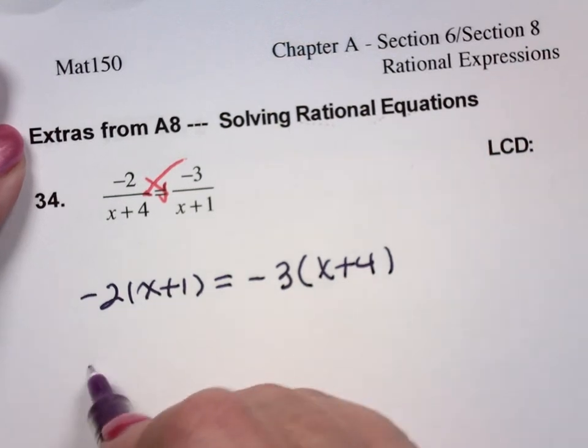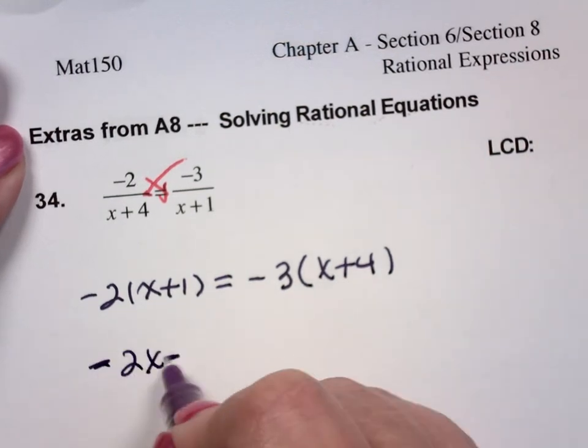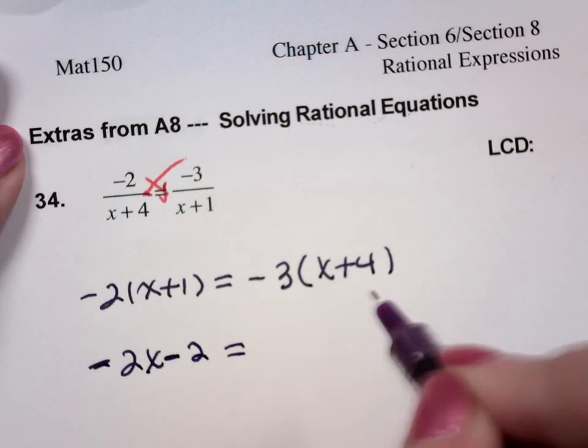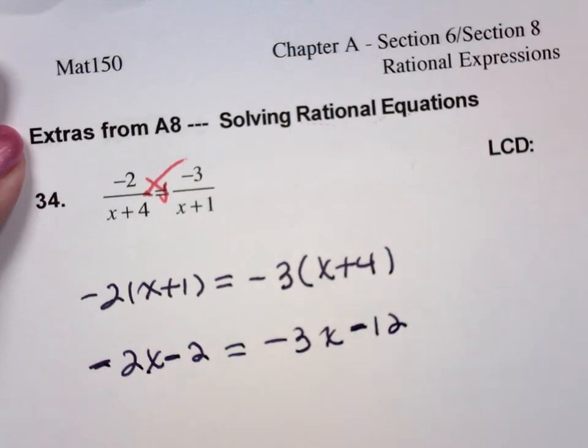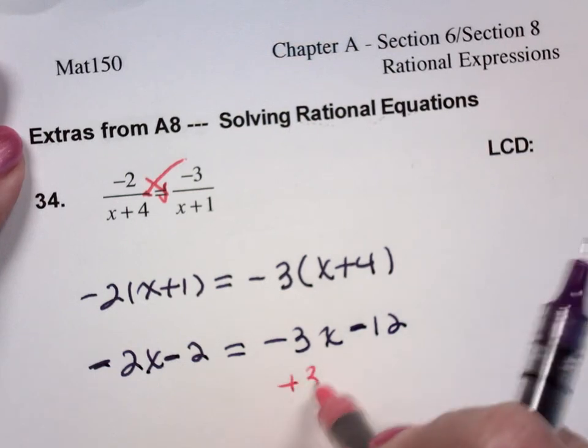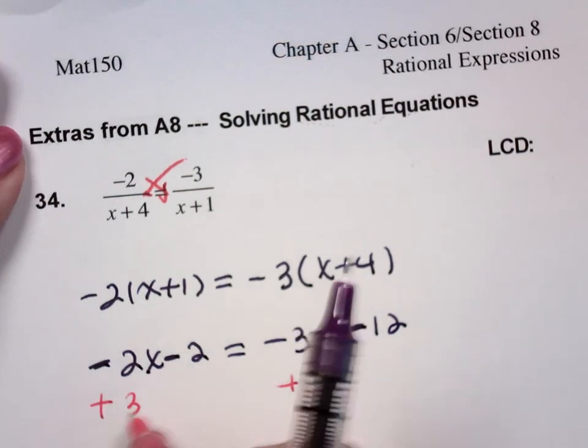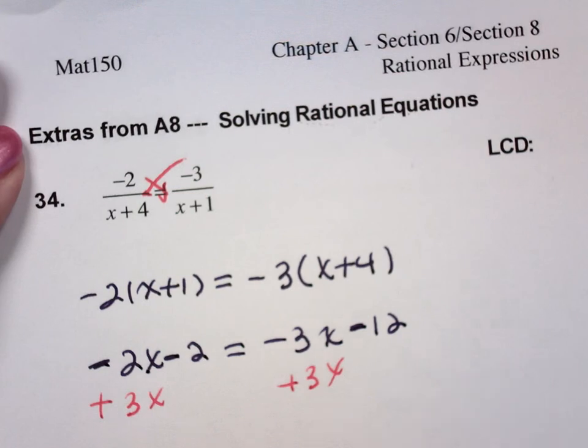Now I just solve. -2x minus 2 equals -3x minus 12. Add 3x to both sides. This says that x minus 2 equals minus 12. Add 2 to both sides, so that x equals -10.